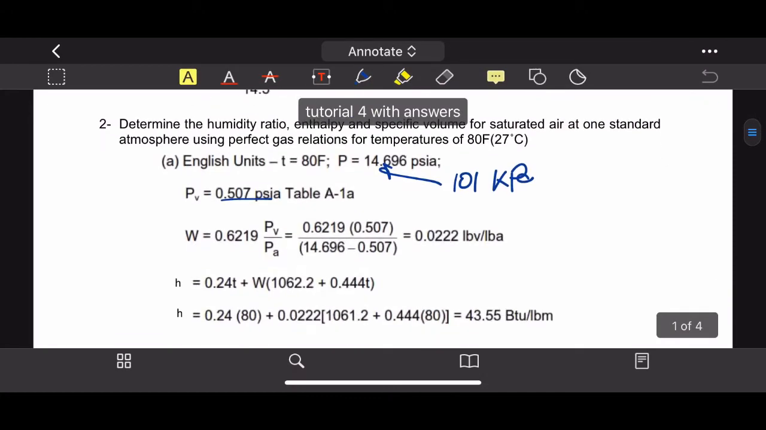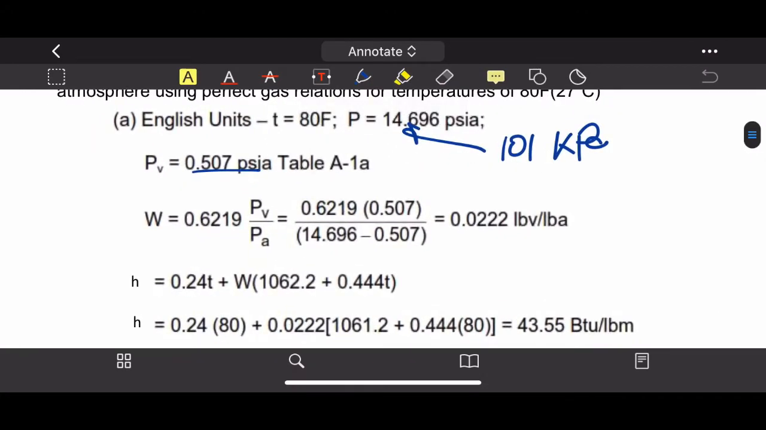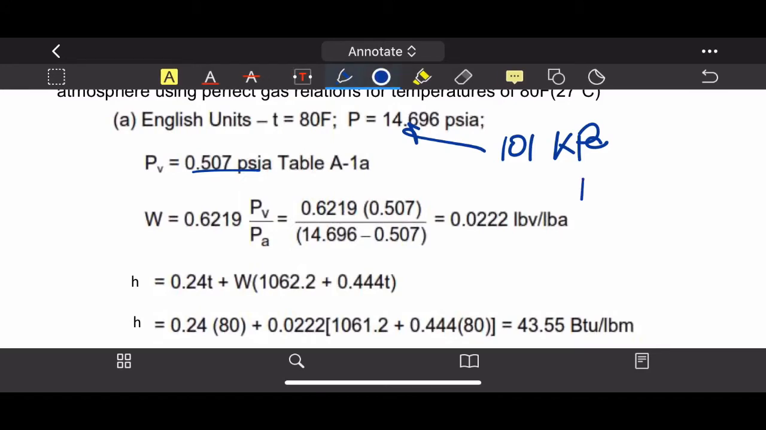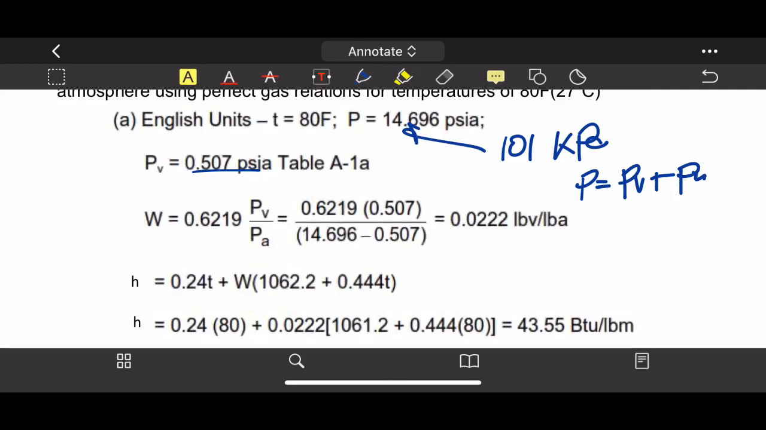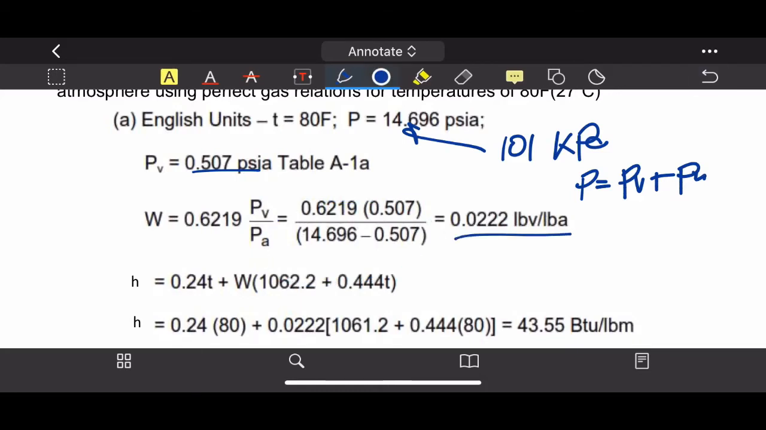Alright, so what you need to do is I'm just going to plug this in. W is equal to 0.6219 PV over PA, right? So PA is unknown, so you need to calculate. We all know just now that P is PV plus PA, right? So we just put in P minus PV as given here, and then you get your answer 0.0222 pound vapor for each 1 pound of air.